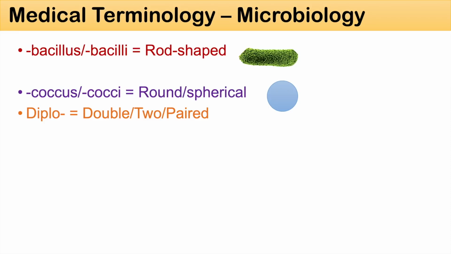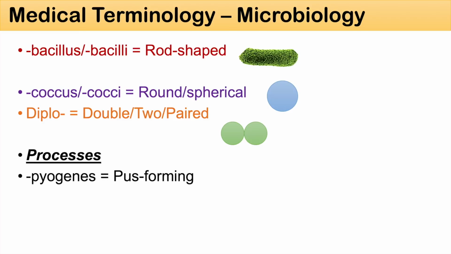And we can also use diplo. Diplo means that they're paired, that they're double, or there's two of them. Now, some bacteria are described by what process they perform or their metabolism. So processes like the suffix pyogenes means pus forming. Pyo means pus, genes means forming or initiating. So pyogenes means pus forming. You can think of the bacteria Streptococcus pyogenes.